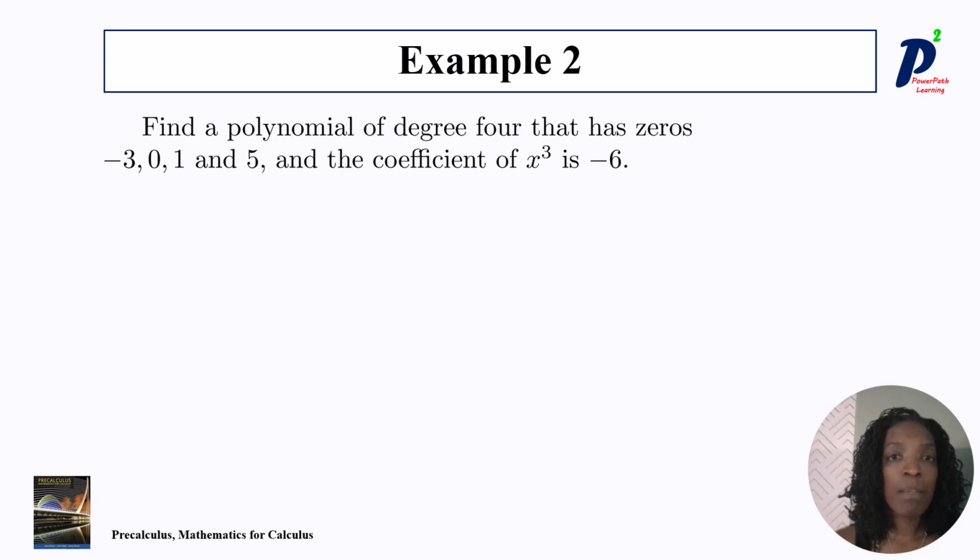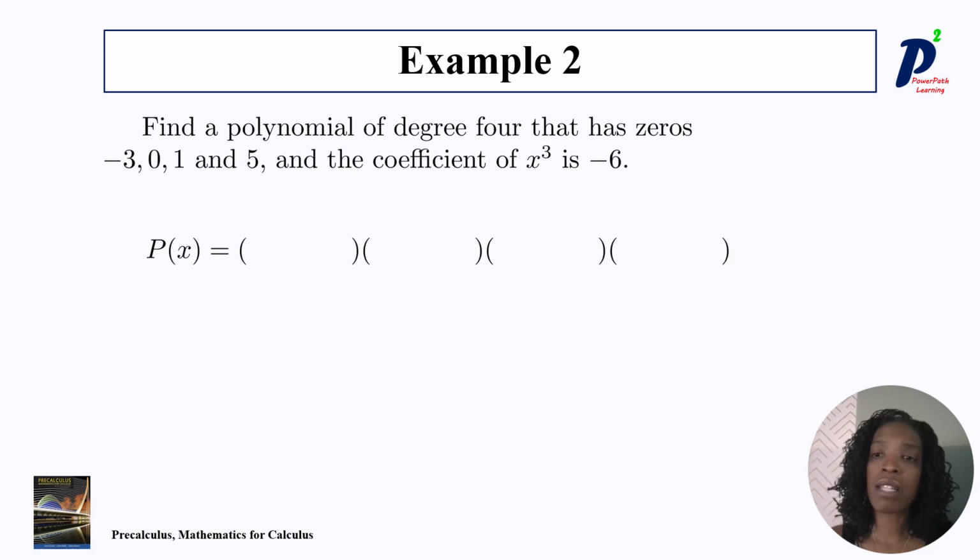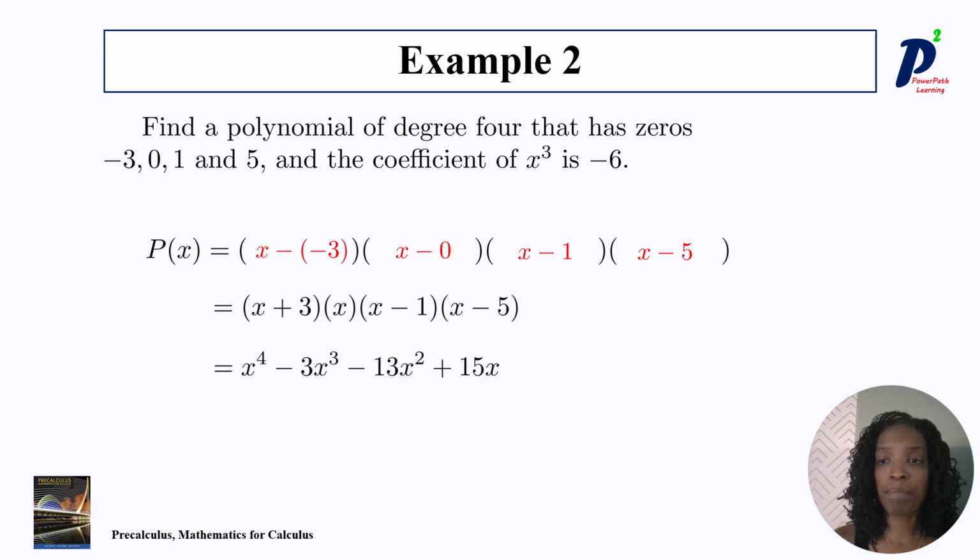Example 2. Find a polynomial of degree 4 that has zeros -3, 0, 1, and 5, and the coefficient of x cubed is -6. So it's a fourth degree polynomial, so we can start by setting up 4 factors. The factor theorem tells us that if we subtract each zero from x, then we have our factors. So I'll simplify and then expand.